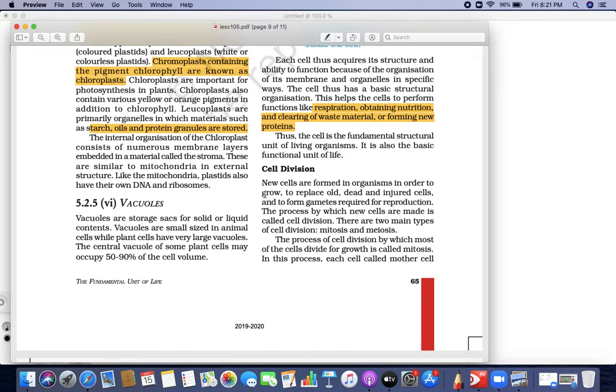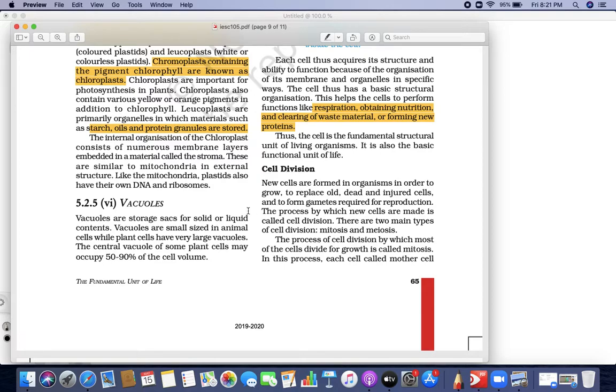New cells are formed in organisms in order to grow, to replace old, dead and injured cells. In our body, every day new cells are formed and old cells are replaced, right? They come out of our body through urine, and some are utilized. The process of getting a new cell is quite interesting. It's not that simple.